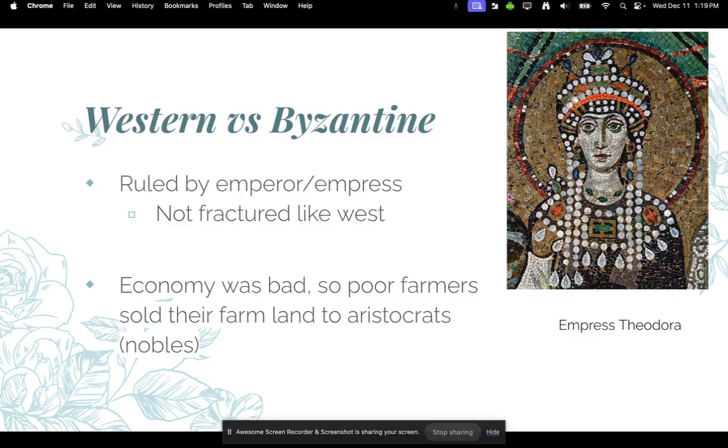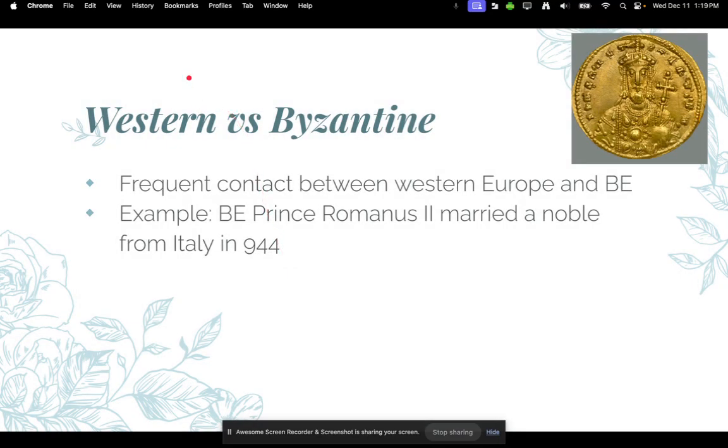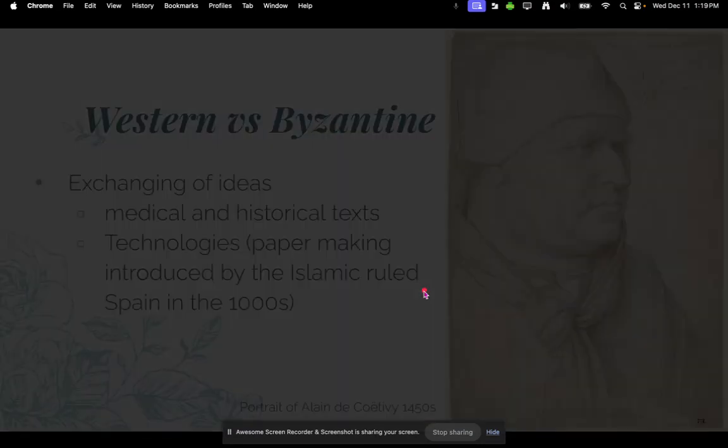Like, for example, in the Byzantine Empire, the economy had a lot of lows. It had a lot of points where it was really bad. So a lot of the poor farmers would sell their land to aristocrats or nobles in order to pretty much live and not go bankrupt. So, although the West and the East split, there was still a lot of contact between Western Europe and the Byzantine Empire. A big example of that would be the Byzantine prince Romanus II, who would end up marrying a noble lady from Italy.